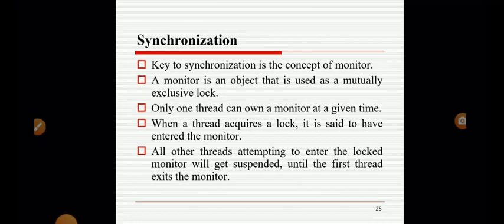So what is the key to the synchronization process? The key is monitors. A monitor is an object that is used as a mutually exclusive lock. It acts as a lock, so only one thread can own a monitor at a given period of time. When a thread acquires a lock, it is said to have entered the monitor. All the other threads attempting to enter the locked monitor will be suspended until the first thread exits from the monitor. So first it gets the lock, and all the other threads should wait. They won't get access. After this particular thread completes its work, other threads can enter the monitor.